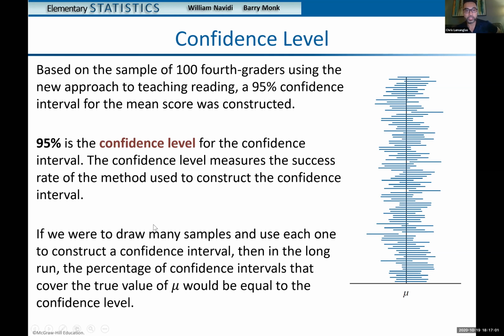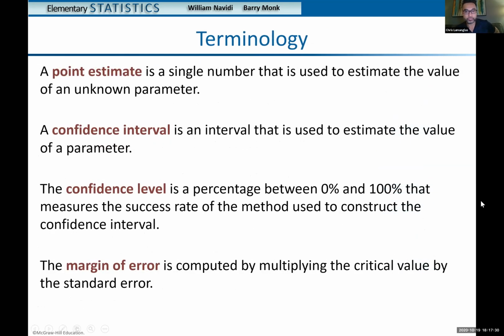It measures the success rate of the method used to construct the confidence interval. If we were to draw many samples and each one to construct a confidence interval, then in the long run, the percentage of confidence intervals that cover the true value of the population mean would be equal to the confidence level, just like this. And I will also show you the other confidence levels. 95% is the most commonly used. Next is like 90% and 98%.